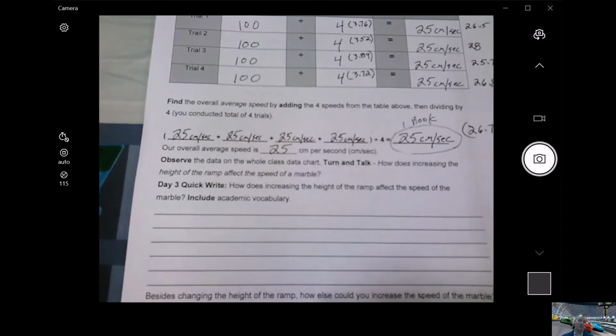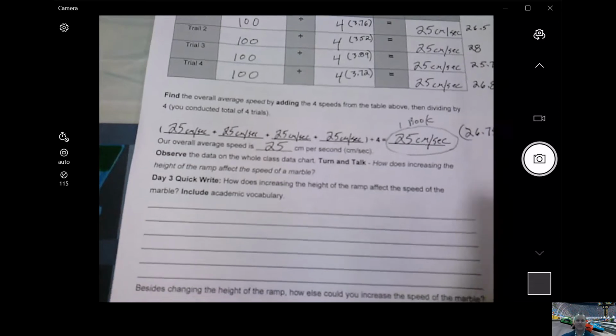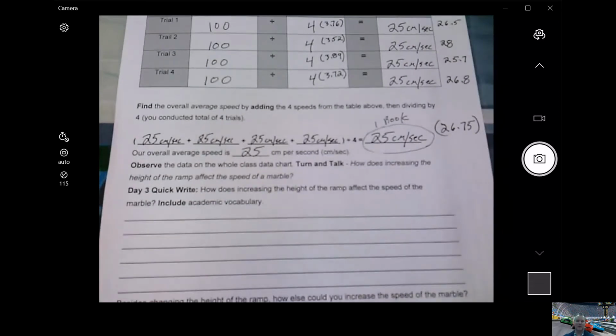Did it increase in speed? The more books, the higher the ramp. Did it slow down? Sometimes science is a little wacky. You might see some data, maybe it increased in speed and decreased in speed for some reason. That's okay. That's science. Science does not always come out nice and pretty in a nice little package with a bow on it. Sometimes science is messy. Sometimes the results come out odd and we can't really explain it.